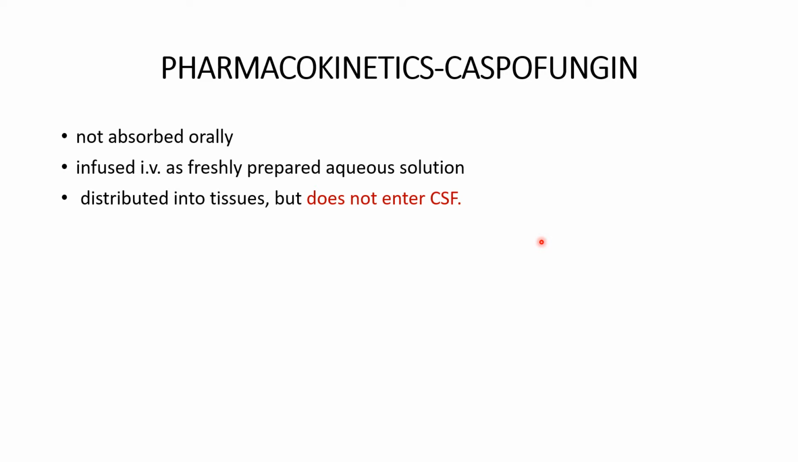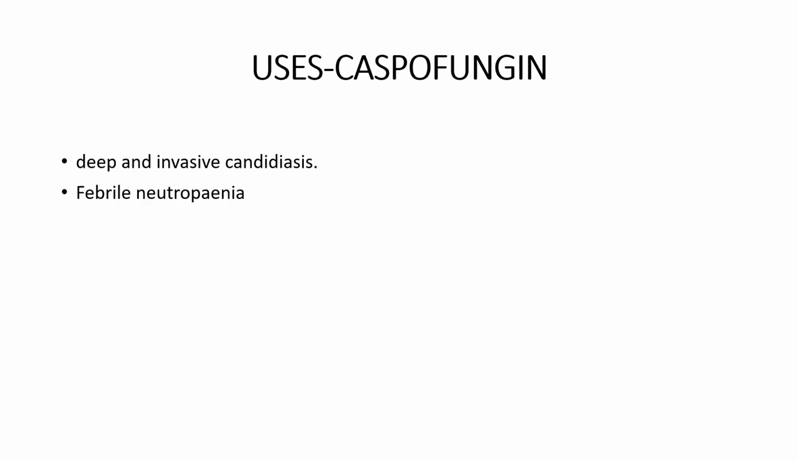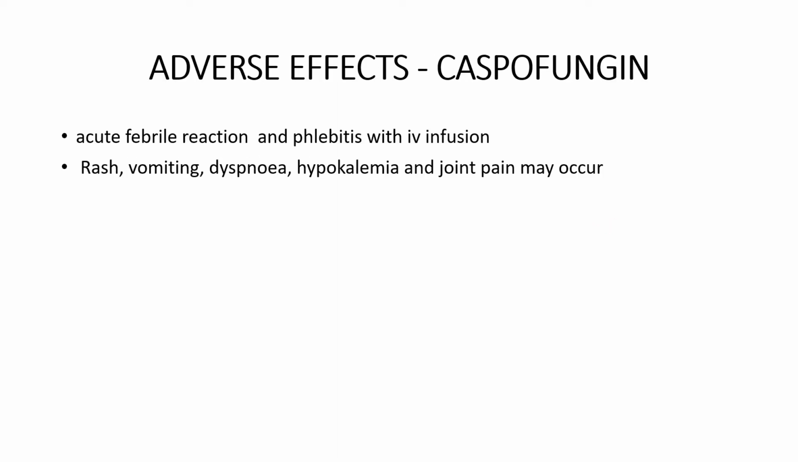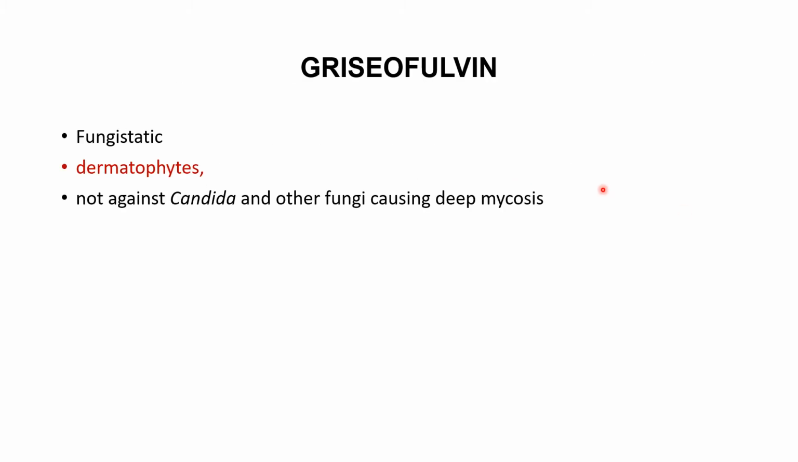Caspofungin is not absorbed orally, and it is infused intravenously as a freshly prepared solution. It is distributed into the tissues, but it does not enter the CSF, so it cannot be used to treat fungal meningitis. Uses are especially for deep and invasive candidiasis and febrile neutropenia. It is relatively a well tolerated drug because of high selectivity. Acute reactions include acute febrile reactions and phlebitis with IV infusion. Rashes, vomiting, dyspnea, hypokalemia, and joint pain may occur occasionally. So that's all about echinocandins.